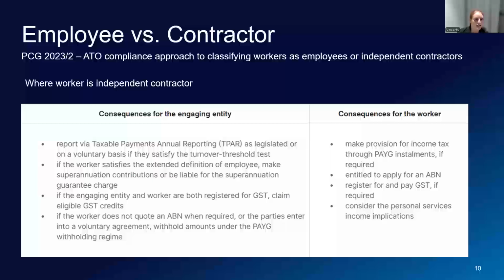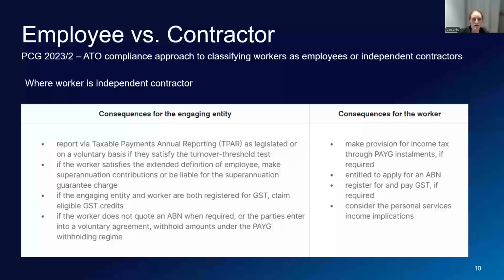And if the engaging entity and worker are both registered for GST, then you're eligible to claim GST credits. And in addition, if the worker doesn't quote their ABN when required, then you are also required to withhold what's known as ABN withholding tax under the withholding regime.